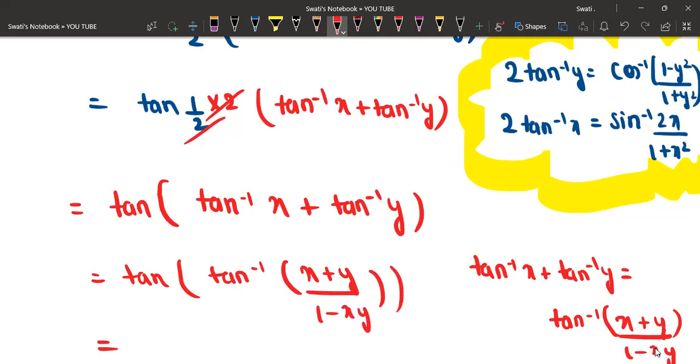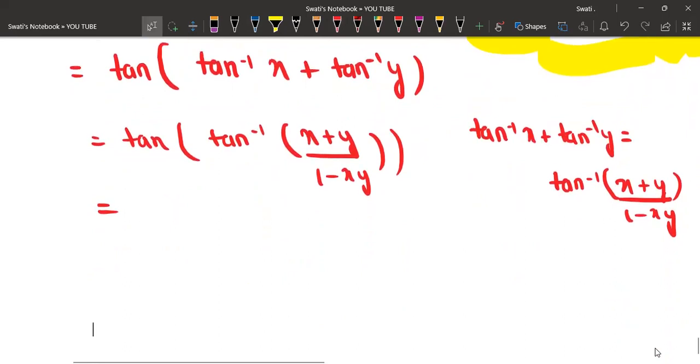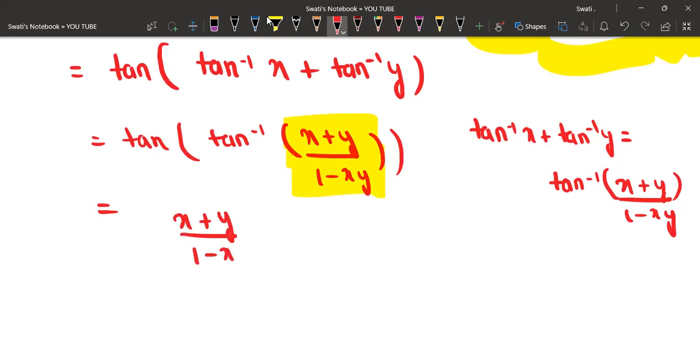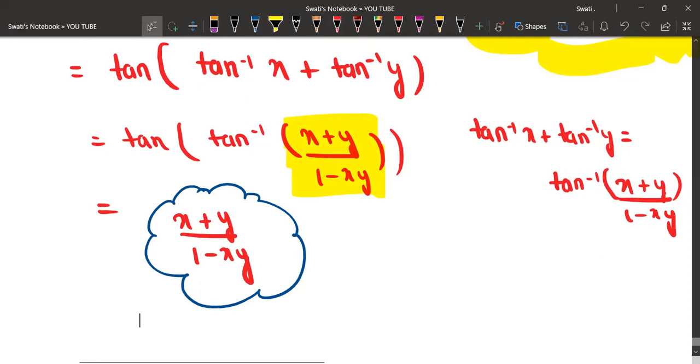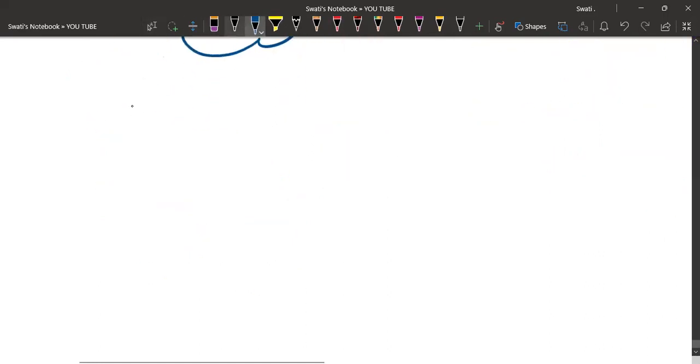Now we know that tan inverse tan theta is theta. So here at the place of theta we have this. So tan of tan inverse theta is theta only. So that is going to be simply x plus y upon 1 minus xy. That is our theta. And this is the answer. Okay. So we are done with the fifth question as well. Now we can go to the sixth question.